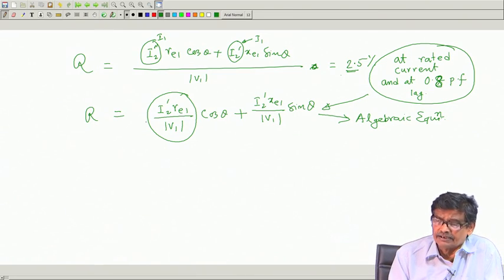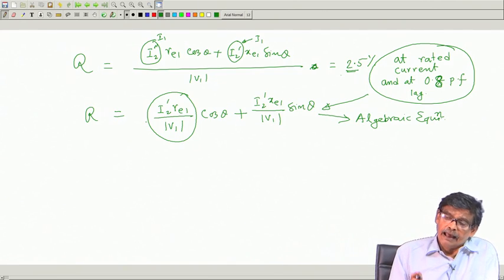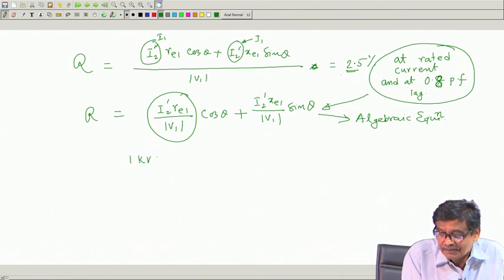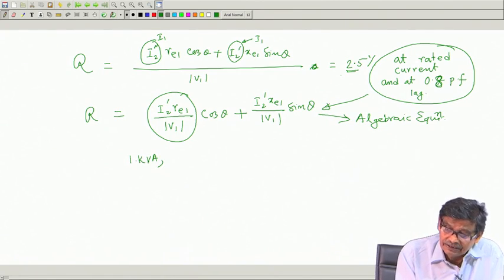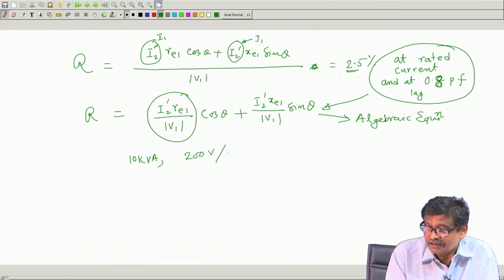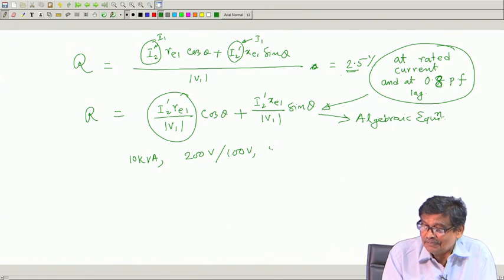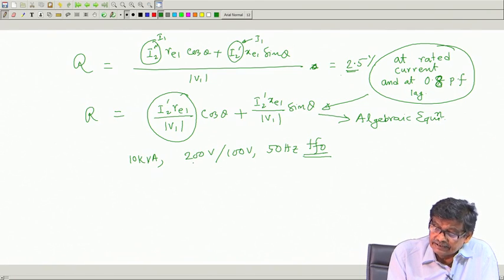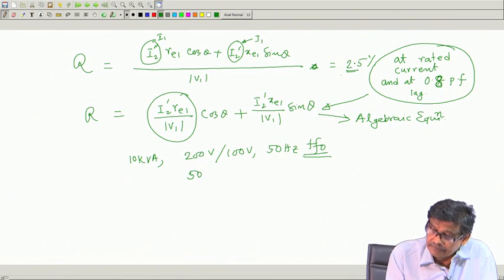No terms is a phasor here, magnitudes. Acha, suppose let us take that transformer 1 kVA for easy calculation, or say 10 kVA, 200 volt, 100 volt, 50 hertz transformer. Okay. What is the rated current of the HV side? 50 ampere. What is the rated current of the LV side? 100 ampere.